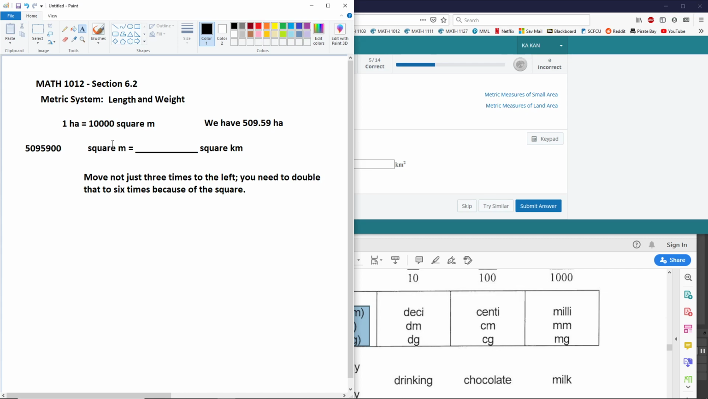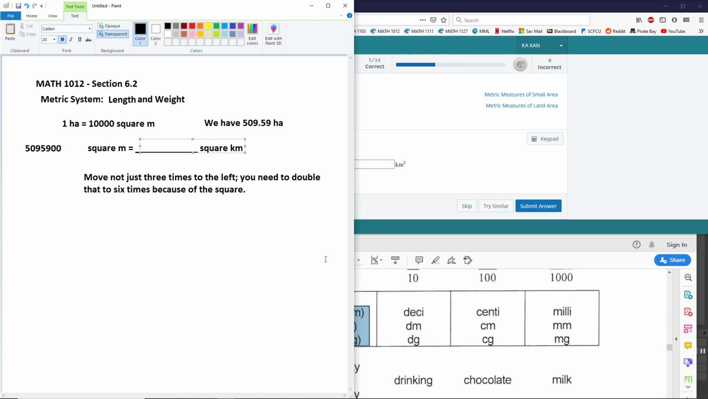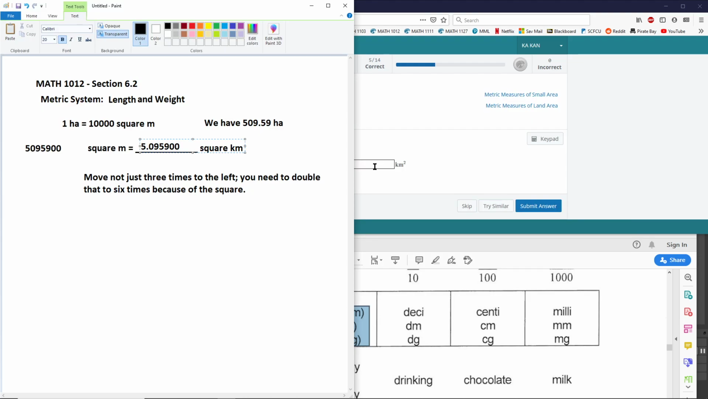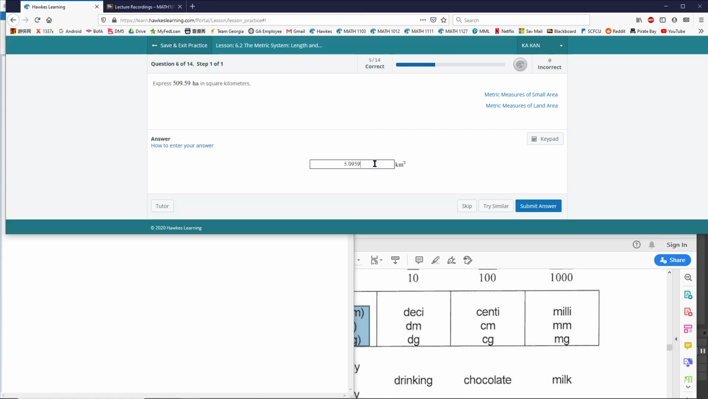And then from square meter to square kilometer, you have to move to the left 6 times. So the answer would be, let me see, 1, 2, 3, 4, 5, 6. 5.095900. Let's see how many they wanted. Oh, okay. They don't ask you to round it, so you don't have to put a 0 in the end. So that'll be 5.0959. Like this.